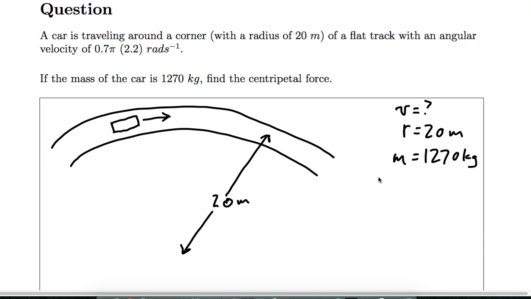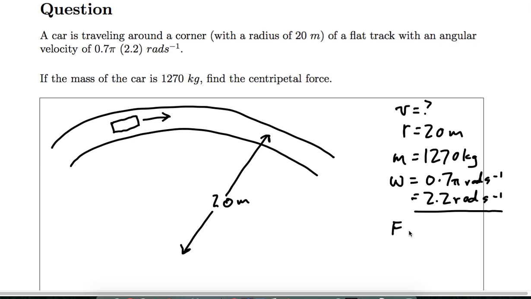What else are we told? Okay, we're told that omega, the rotational velocity, is 0.7 pi radians per second, because we tend to work in pi's, but pi is just a number, so we could also say it is 2.2 radians per second if we calculate that out. Right? So we've got those things, and what we want to know is the centripetal force. So we need F is a question mark, newtons, I should put units for that as well.